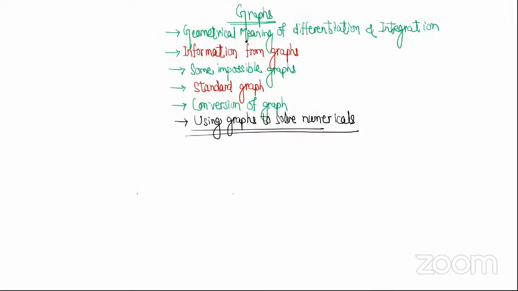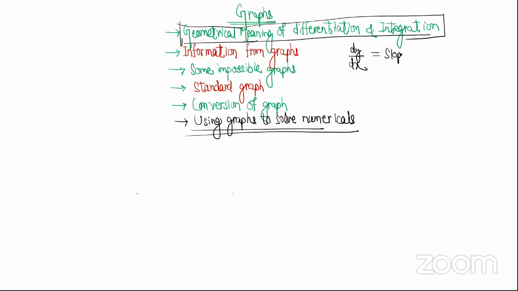Chalo, first geometrical meaning of differentiation and integration. Simple. dy by dx, इसका क्या मतलब, पहले इसको पढ़ रहे हैं अभी हम. dy by dx, what does this mean? This means slope of tangent to the curve y equal to f(x). तो dy by dx हमको क्या पता चलता है?